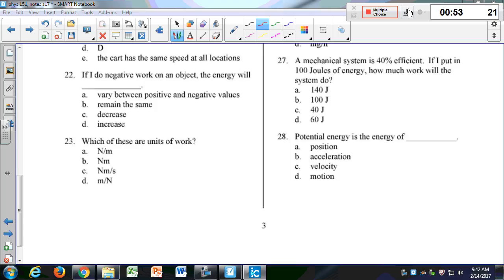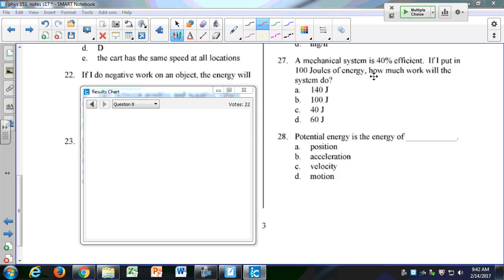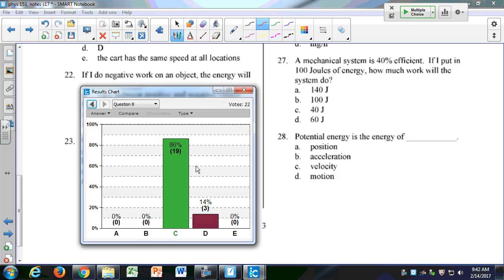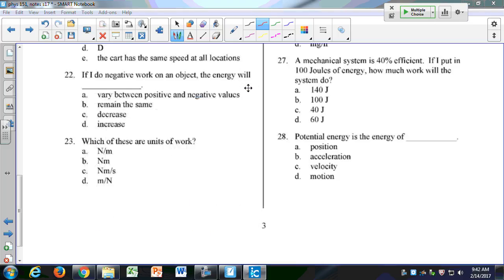All right, we'll stop at 56. I guess everybody. Oh no, 58, I'll go to. Okay, awesome. C is right. Negative work means I'm decreasing the energy, right? Like friction does negative work.